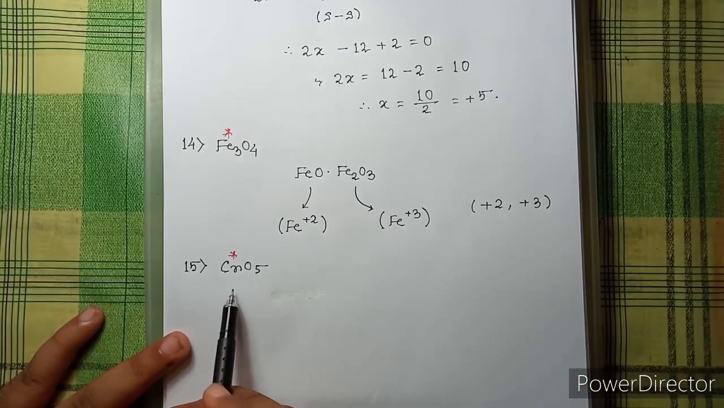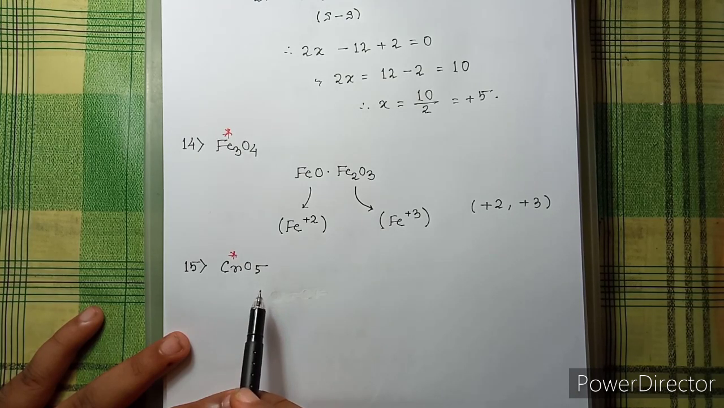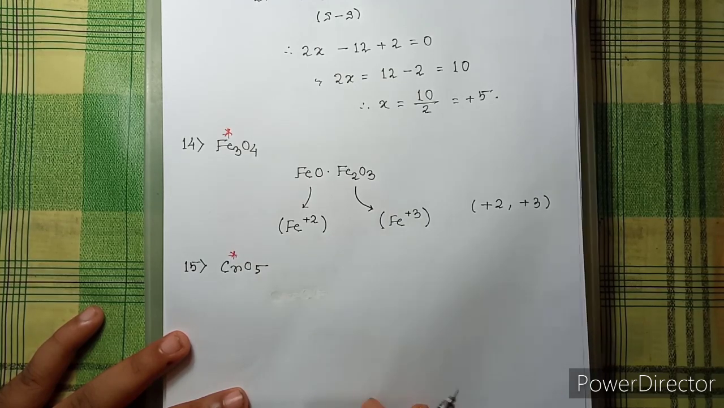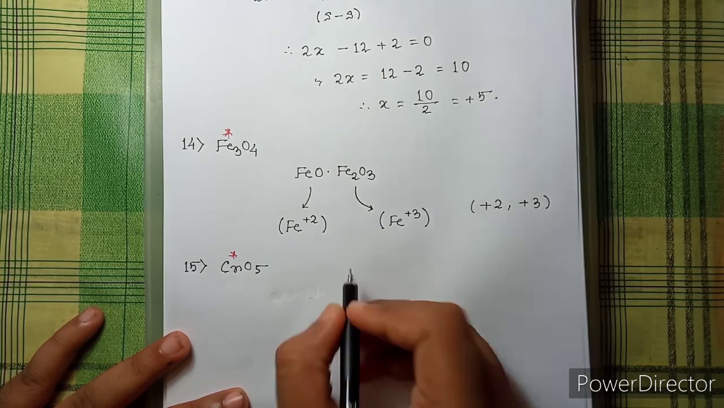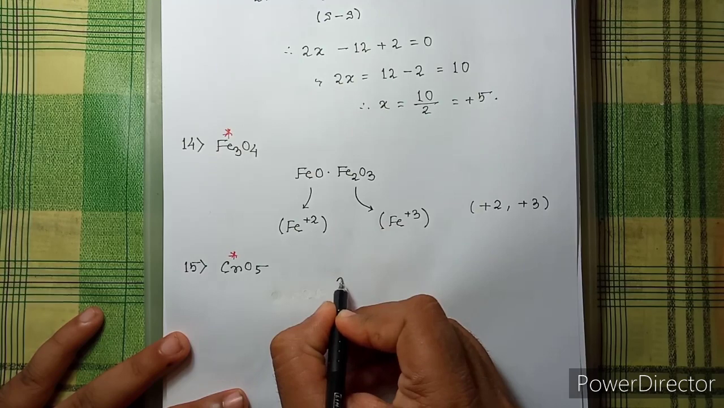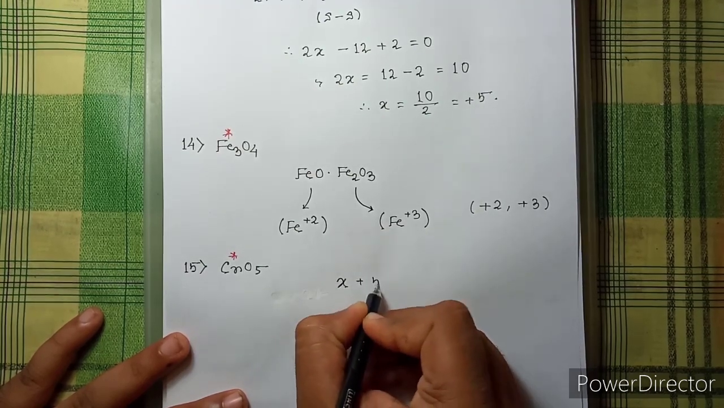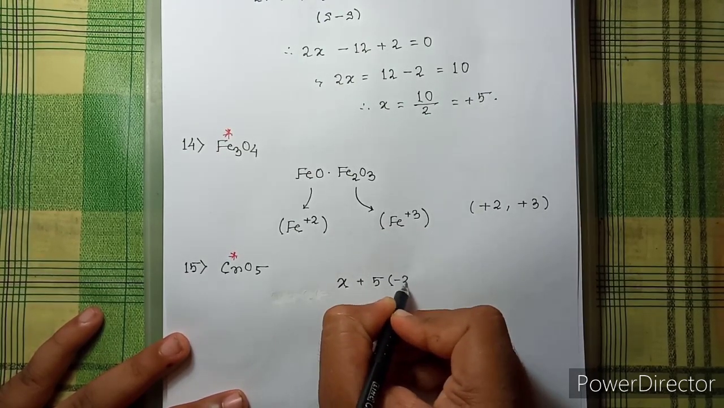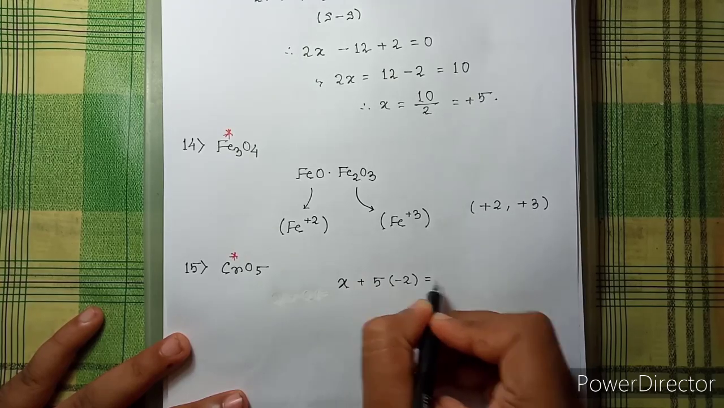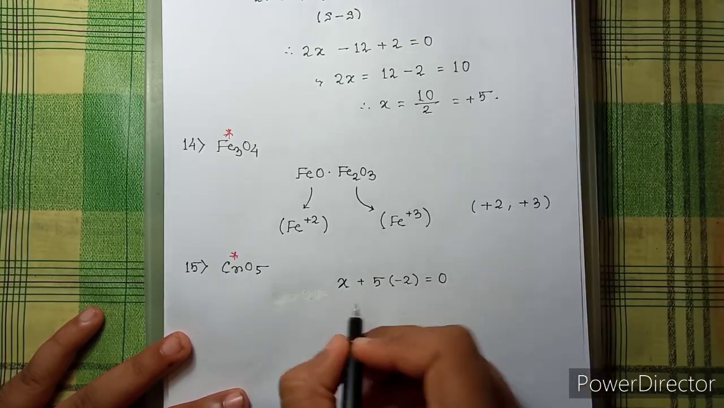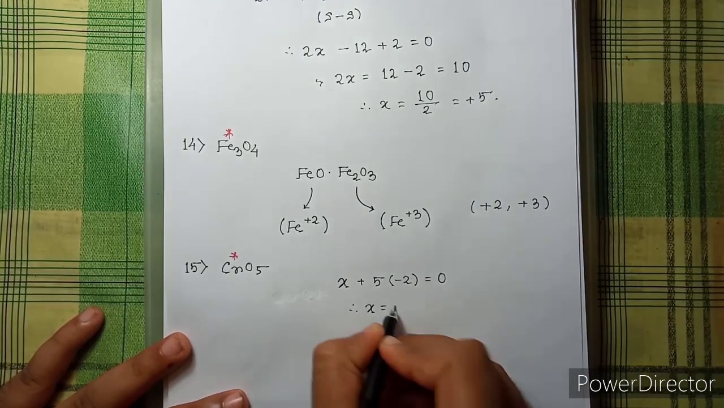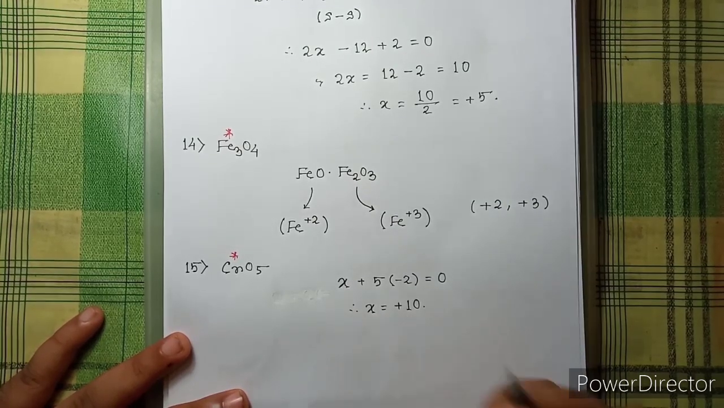Next, this is chromium peroxide or chromium oxide peroxide. According to the usual method, the oxidation number of chromium in this CrO5 molecule would be plus 10. If you consider the oxidation number of chromium to be x, and 5 into minus 2 for these 5 oxygen atoms, and the overall oxidation number is 0, therefore x equals plus 10. Clear?